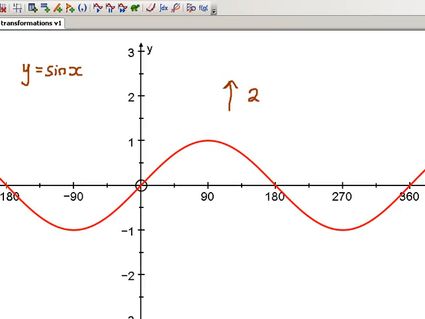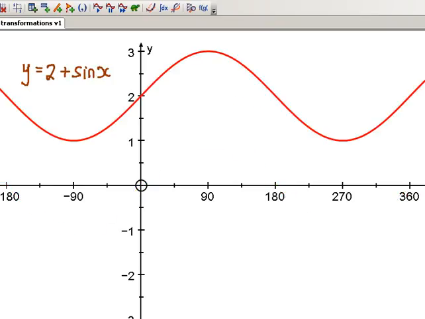This graph has a minimum at minus 1 and a maximum at 1. After the transformation, the minimum will be minus 1 plus 2, and the maximum will be 1 plus 2. The minimum is now 1 and the maximum is now 3 for y is equal to 2 plus sine x.